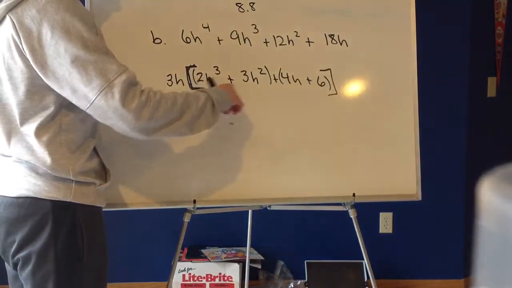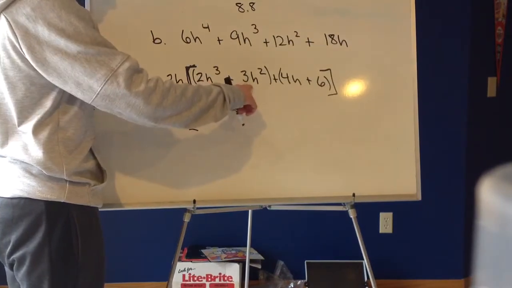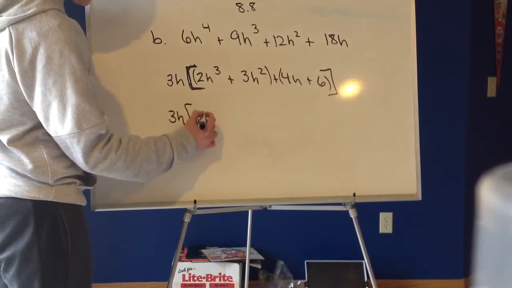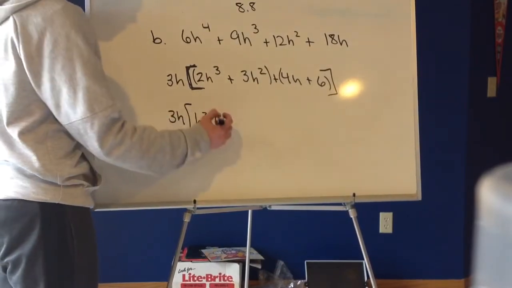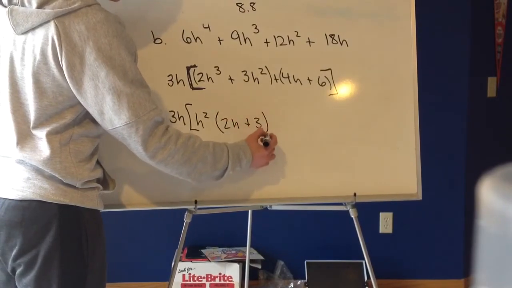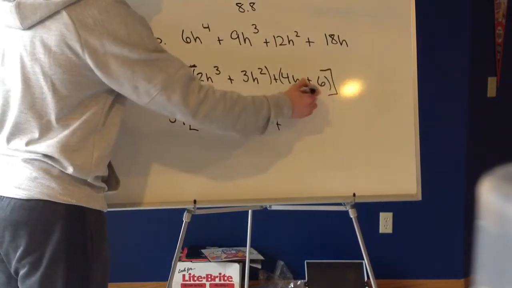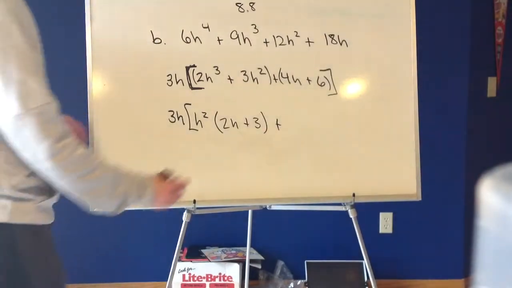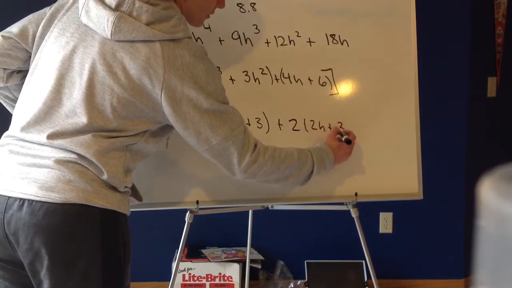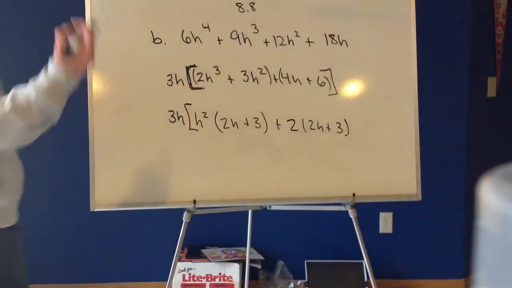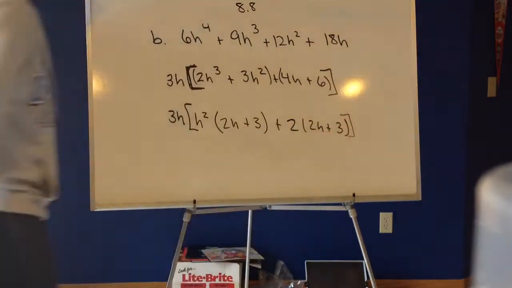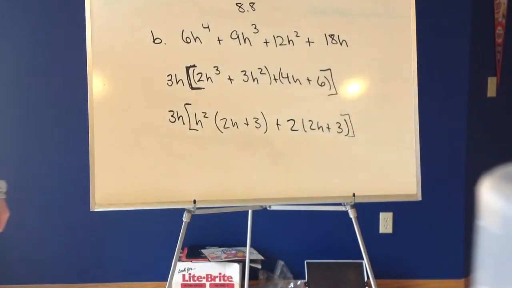So now I just look at the first group and say, what's my GCF? Well, there isn't one with the numbers, but there is an H squared. So if I divide by H squared, I'm left with 2H plus 3. Look for a GCF here. It's going to be 2. So I'll have a 2H plus 3. And that's, again, exactly what we need. We have to have the same thing in parentheses. If we don't, then we did something incorrect.